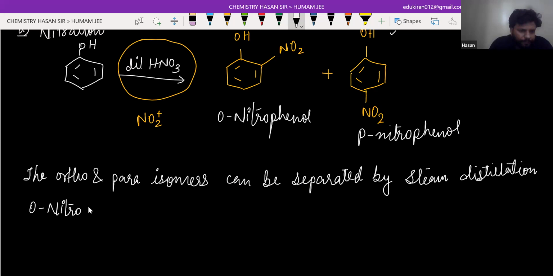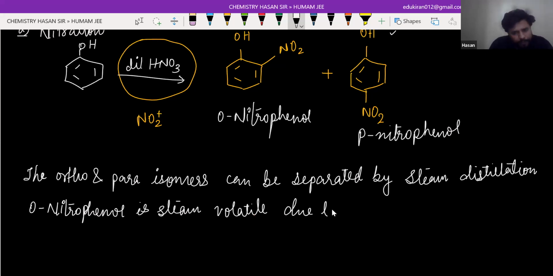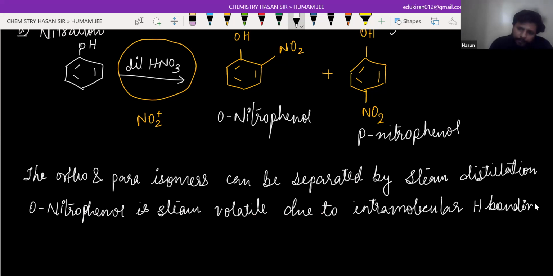Ortho-nitrophenol is steam volatile due to intramolecular H bond, which causes... wait a minute, intramolecular hydrogen bond. Why?